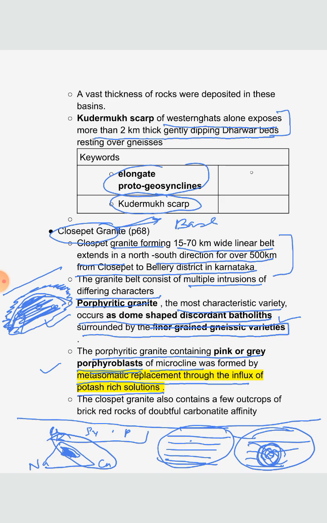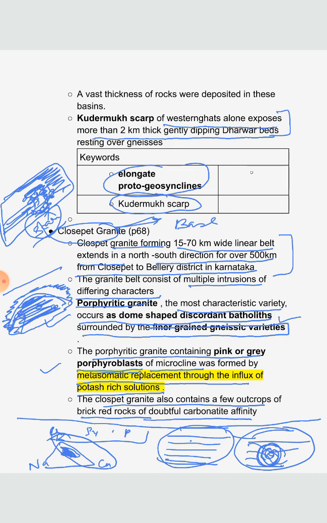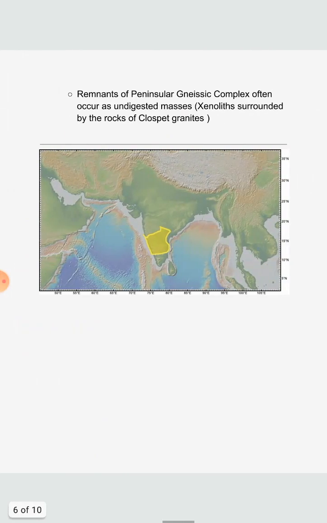What is metasomatism? There is a country rock in which some magma intrudes and which is heated. That's why it heats the country rock also. And this formation is called metasomatism. And if this country rock was made up of calcium, then this would be called skarn formation. Closepet granite also contains a few outcrops of the bad brick red rock of doubtful carbonatite affinity. So this is the location of the Dharwar craton. So that's all for the Dharwar.